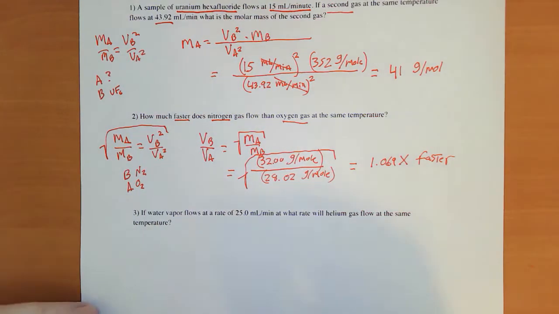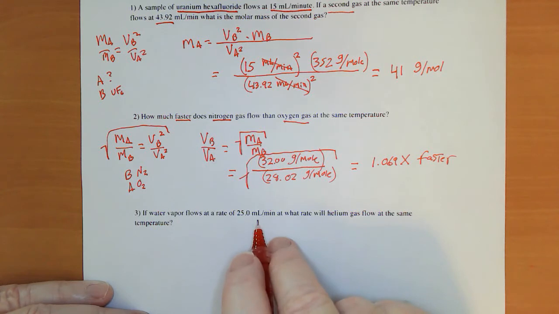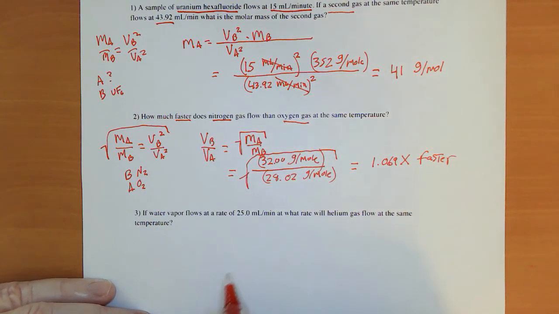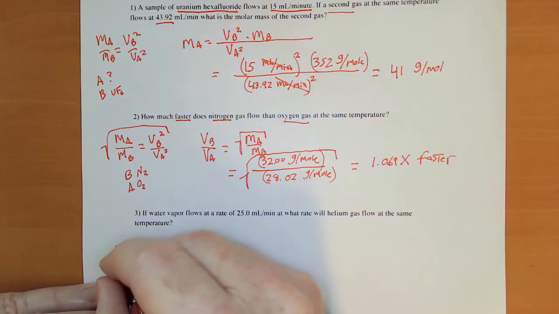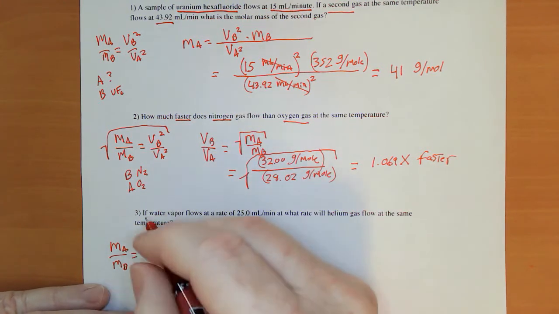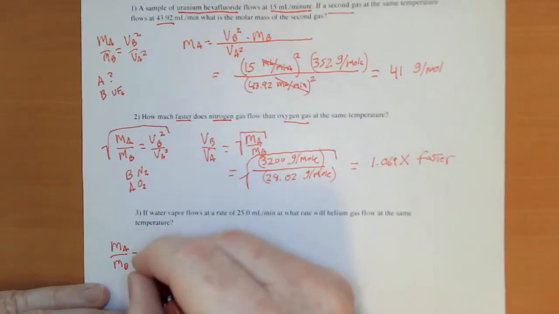Okay, one more slightly different example. If water vapor flows at a rate of 25.0 milliliters per minute, what rate will helium gas flow at the same temperature? All right, so mass of A over mass of B. I keep using A and B. A lot of books would just use 1 and 2. It's fine.